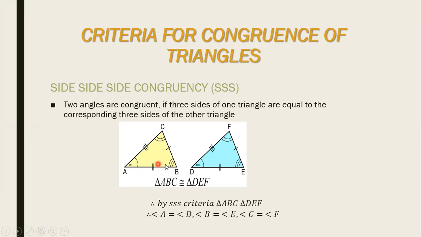You can see here triangle ABC and triangle DEF, both the triangles. Now here, all the three sides should be equal. So AC should be equal to FD, AB is equal to DE and BC is equal to EF. Then you can say triangle ABC is congruent to triangle DEF by SSS criteria. Whereas angle A equals angle D, angle B equals angle E, angle C equals angle F. So these are all the corresponding angles. Okay, so this is the SSS congruency criteria.